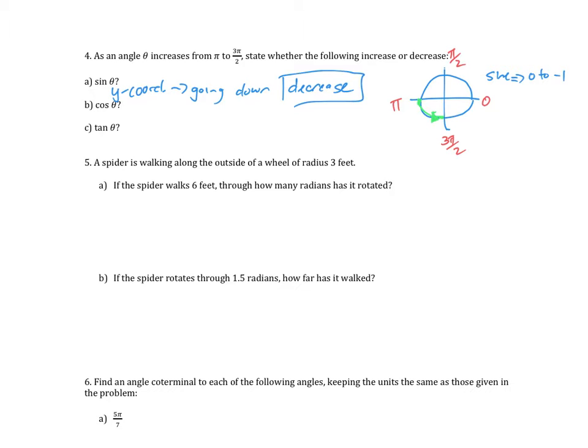Let's look at cosine. So what's happening to the x-coordinate? As we move from pi to 3 pi over 2, the x-coordinate is going to the right, which on a number line means that it is increasing. So the cosine is increasing, and cosine is going in this interval from -1 to 0. So it is increasing. Tangent is a little bit trickier to think about.